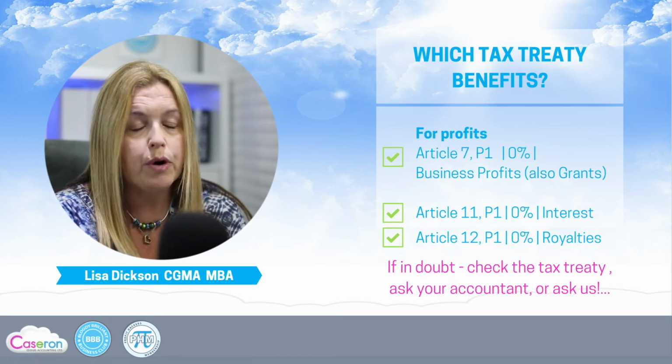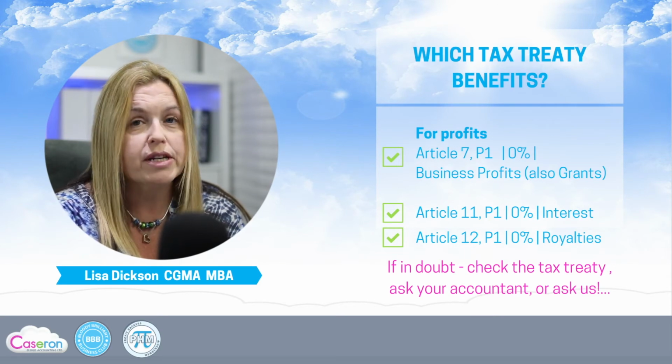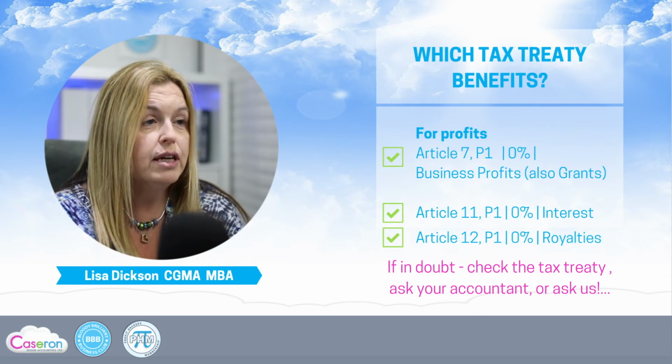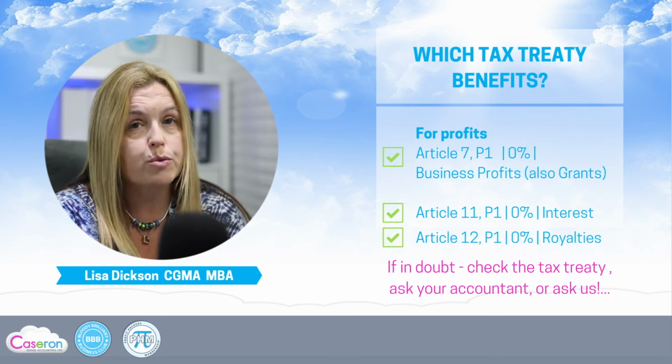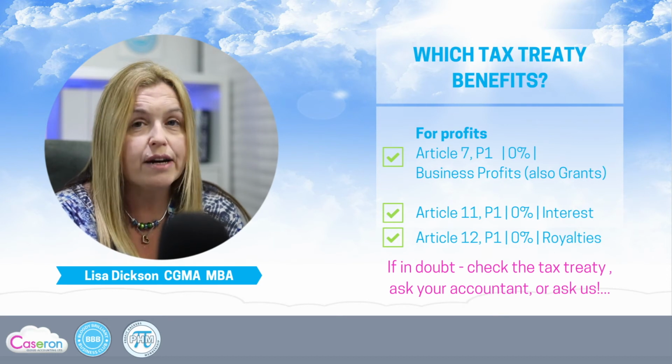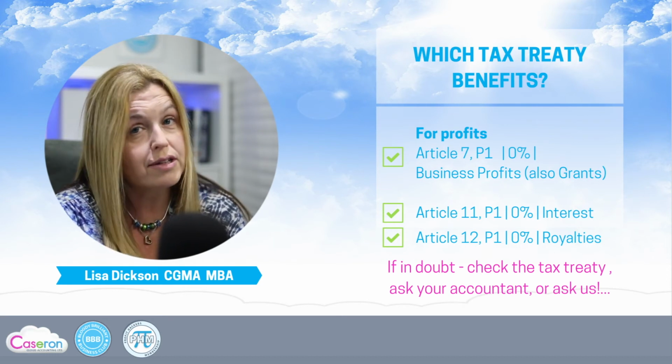Which tax treaty benefit should you put on the form? The most common one is Article 7, Paragraph 1, which is 0% for business profits, and that also works for grants. You could also use, we've seen Article 11 for interest and Article 12 for royalties. If in doubt, check the tax treaty or ask your accountant, or you can ask us.